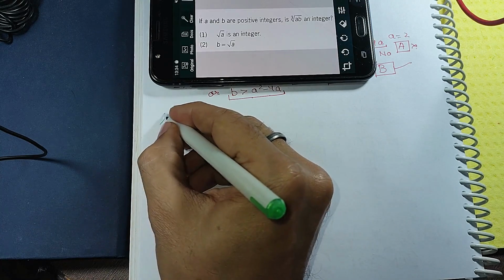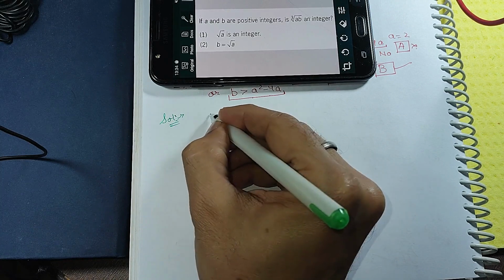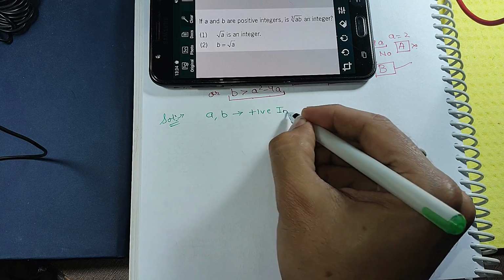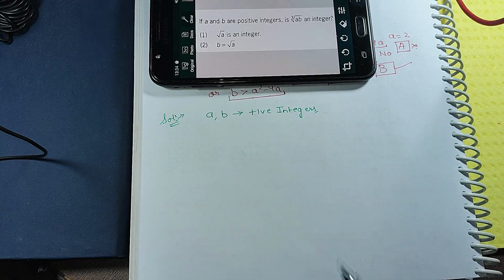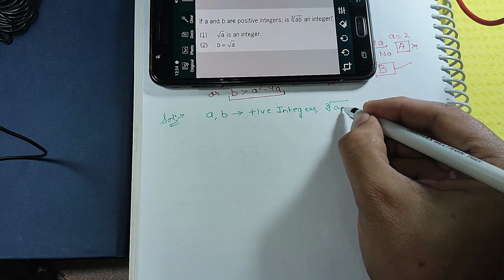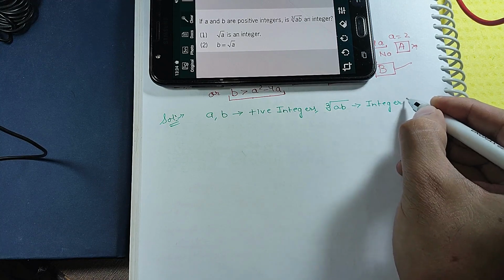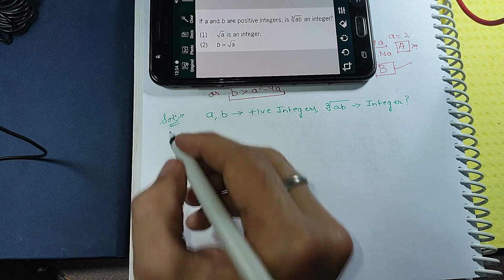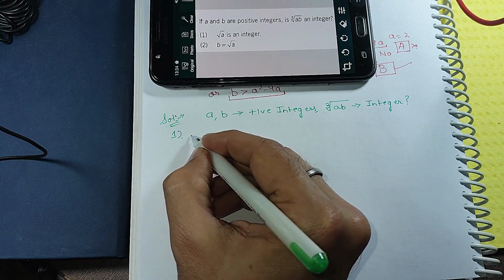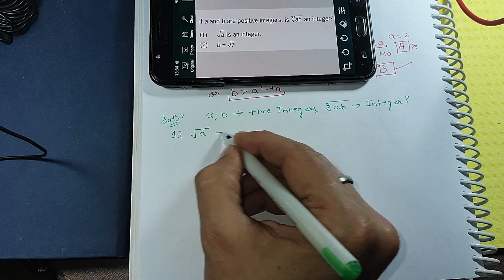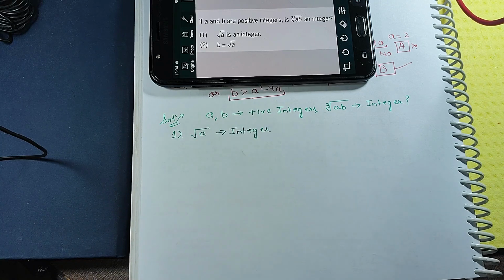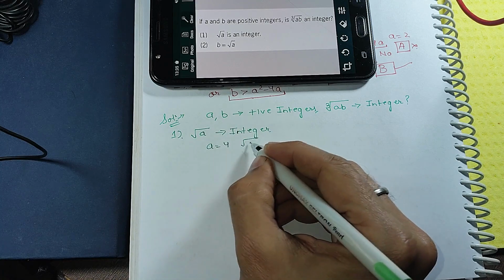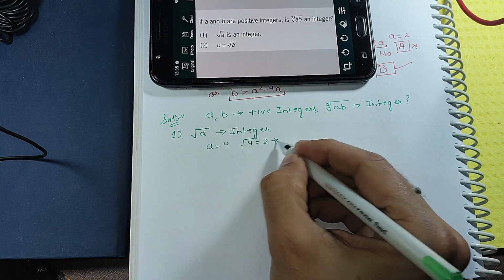If a and b are positive integers, so we have been given that a and b are positive integers, right? We need to find whether the cube root of ab is an integer. Now with this information, we will move to statement 1. Statement 1 tells me that the square root of a is an integer. Now, let us suppose the value of a is equal to 4. So the square root of 4 is 2. So that means this is an integer.